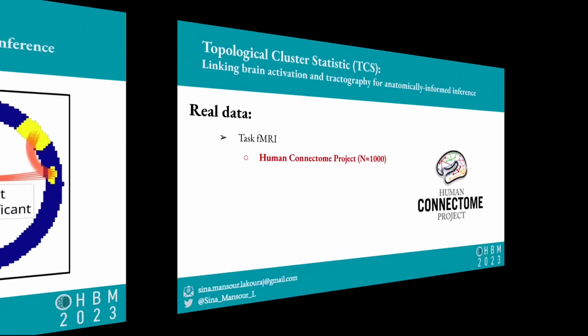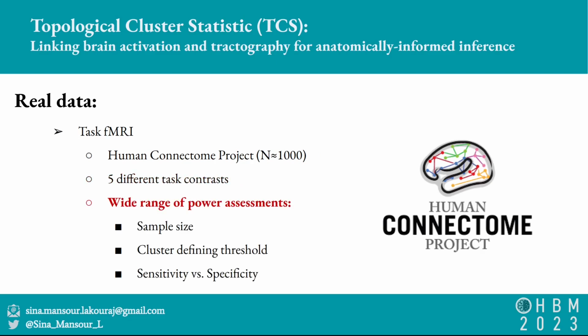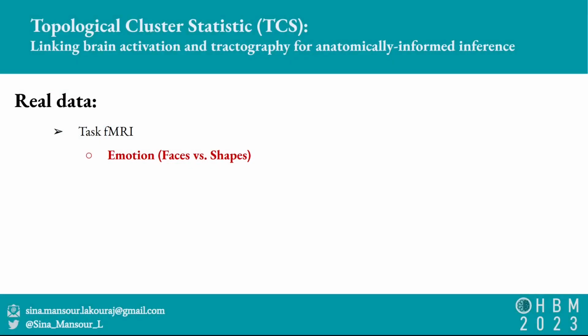So the big question is whether this simplified example also applies to real-world data. That's why we use data from the Human Connectome Project. We have used 5 different task contrasts, and we have run a wide range of power assessments on sample size, cluster defining thresholds, and evaluated sensitivity and specificity of TCS. Instead of reporting all these detailed analyses, for the purpose of this talk, I will focus on a single task and show you what TCS does compared to traditional approaches.